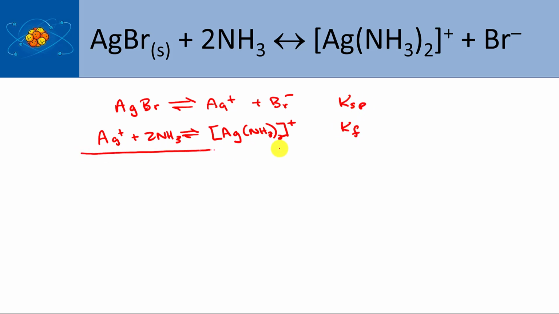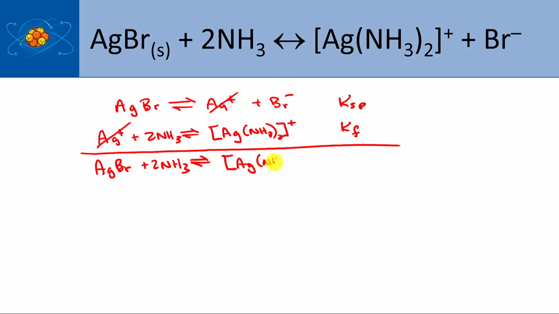When I add those two together, the silver ions will disappear. That's how they're coupled together. So I have AgBr plus 2NH3 in equilibrium with my complex ion plus Br minus, and my K net, right, is KSP times KF.